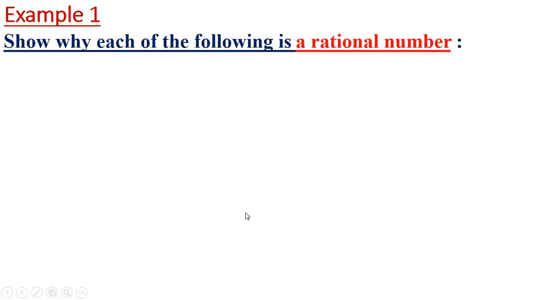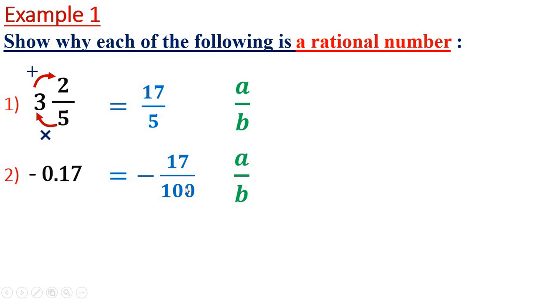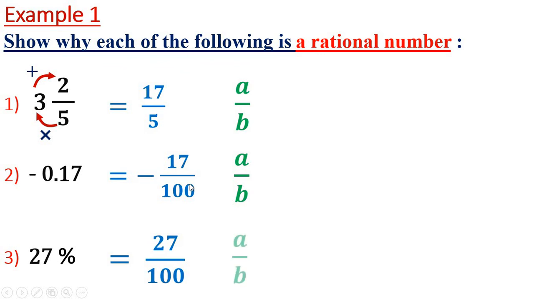Example number 1. Show why each of the following is a rational number. We can convert the mixed number into an improper fraction. From grade 4, we multiply 5 by 3, it will be 15, 15 plus 2 equals 17, and write it in the form 17 over 5, it's a rational number. Negative 0.17, we can write it in the form negative 17 over 100, so it will be in the form A over B. Number C, 27% equals 27 over 100, and it's also a rational number.